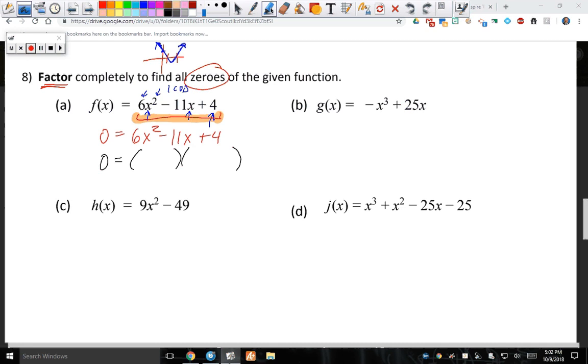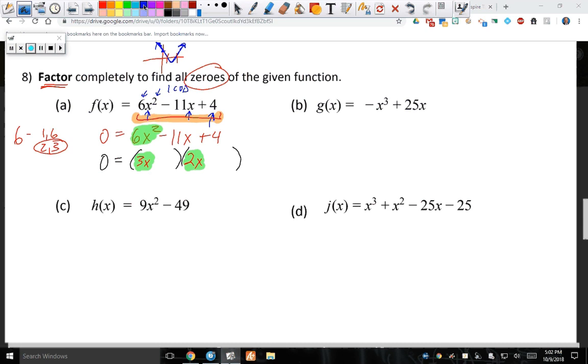So here are the steps. These first 2 right here and here will multiply to give me a 6x squared. So I could try 3x and 2x, or one could be 6x and the other one could be 1x. Okay, so I tend to go for the ones that are in between. Again, I know the factors of 6 could be 1 and 6 or 2 and 3. I typically try to go for the ones that are closer together.